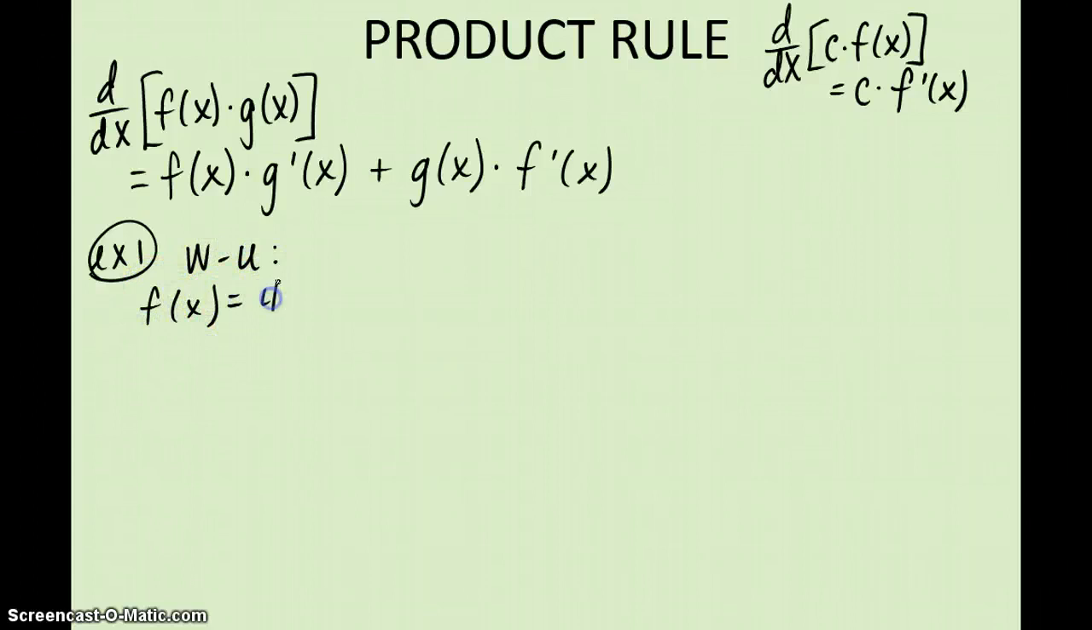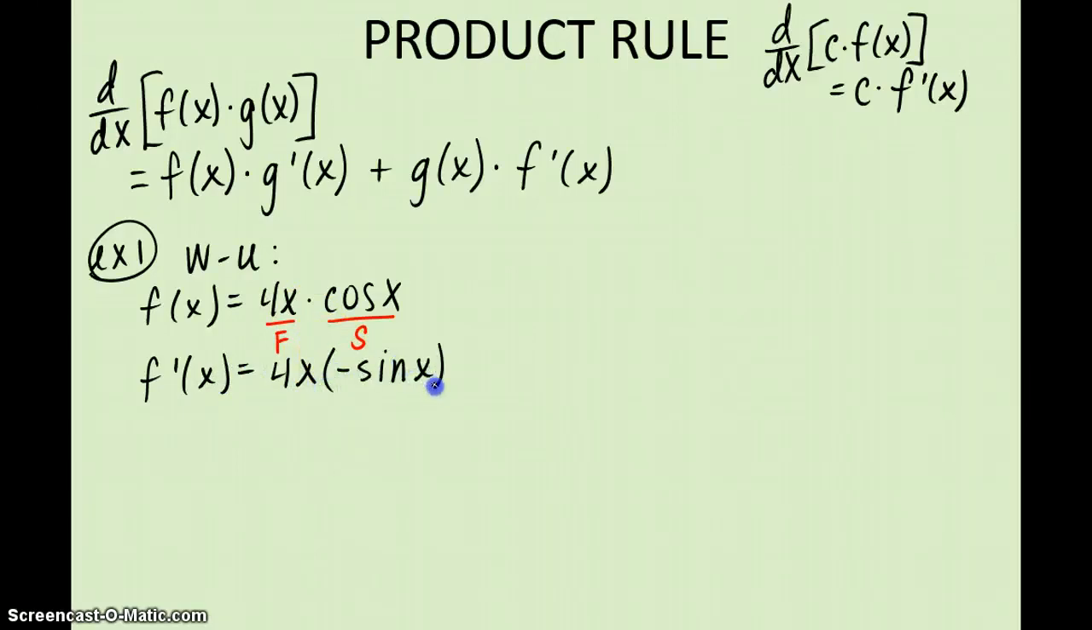F of x equals 4x times the cosine of x. So the first thing to get used to is identifying what the first and second functions are. They're the two functions in terms of x that are being multiplied. So using the product rule, first, literally we rewrite what the first function is, times the derivative of the second, derivative of cosine is negative sine, plus the second function times the derivative of the first function. And then just sort of cleaning that up, plus 4 cosine x, this is your derivative.